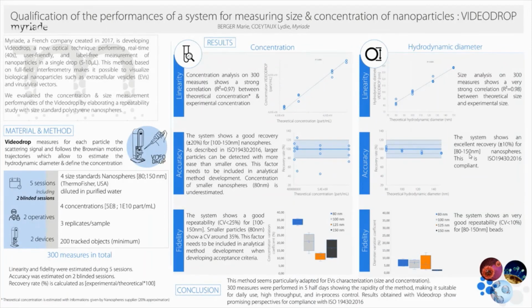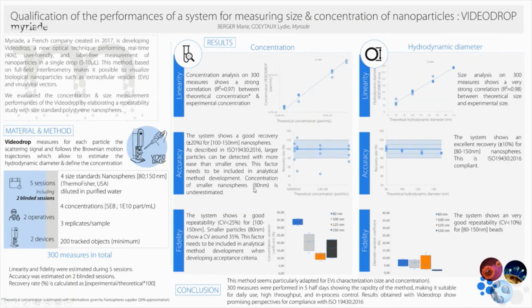Looking at the results, if we look at the linearity of concentration analysis on 300 measures, we saw strong correlation between theoretical concentration and experimental concentration. If we look at the accuracy of the concentration, the system shows a good recovery for 100 and 150 nanometer nanospheres. As described in the ISO norm, larger particles can be detected with more yield than smaller ones. These factors need to be included in the analytical method development. The concentration of nanospheres at 80 nanometers is a bit underestimated.